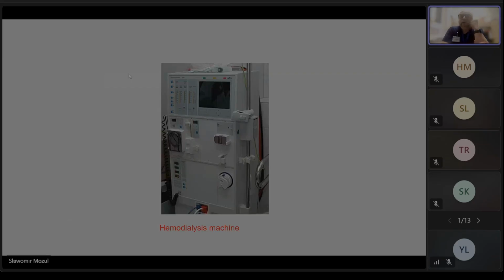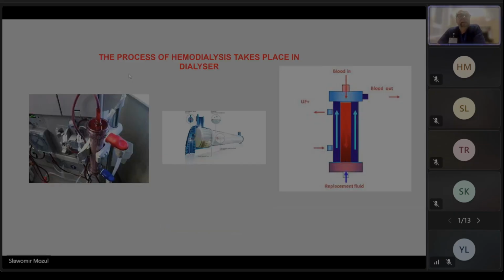In this photo, you can see an artificial kidney. This one was manufactured by Fresenius. There are many manufacturers of artificial kidneys worldwide. The process of hemodialysis takes place in the dialyzer. The entire hemodialysis process takes place inside the dialyzer.